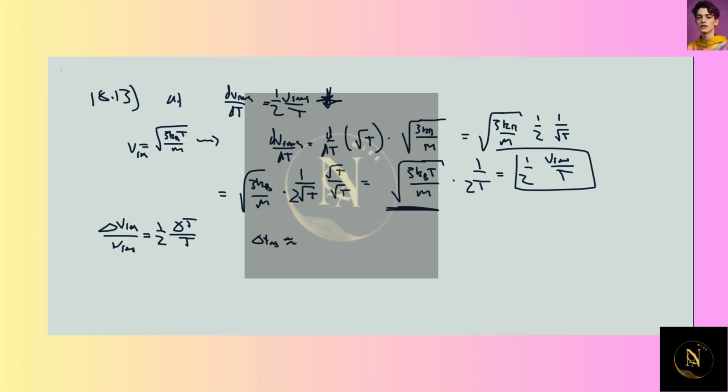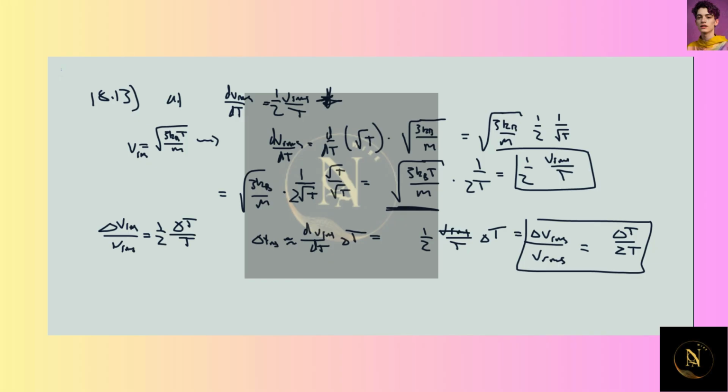Delta VRMS is approximately dVRMS/dt times delta T. So this is approximately 1/2 VRMS over T delta T, and this equals delta VRMS. So now we can just divide by VRMS and see that this is delta T over 2T. And that's exactly what we wanted to show. Awesome. So that was it for part A.